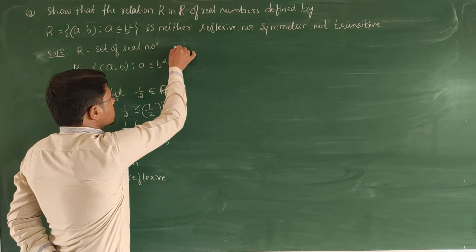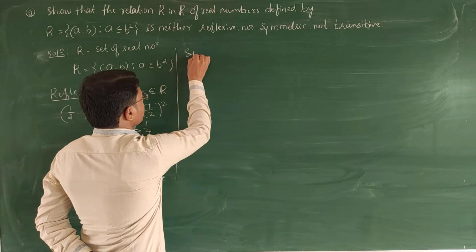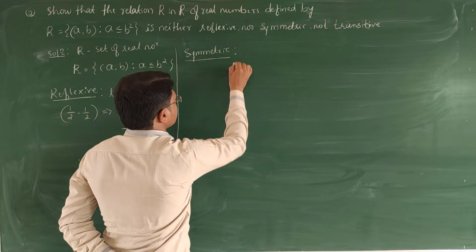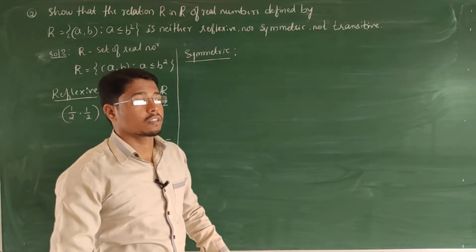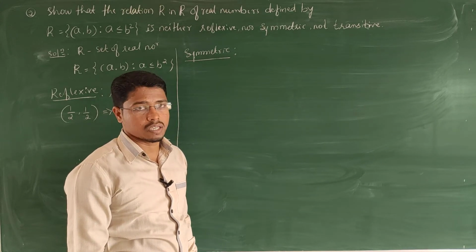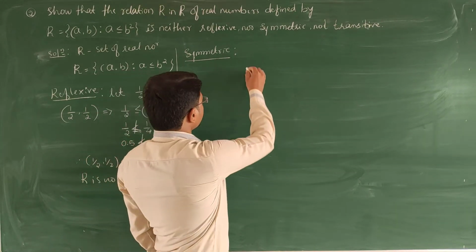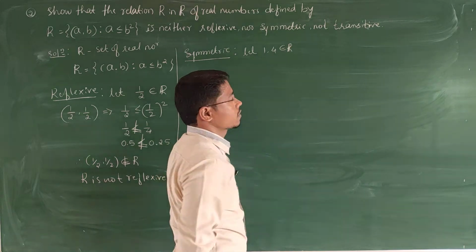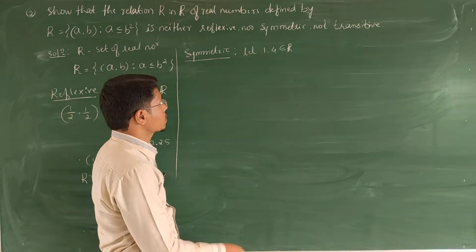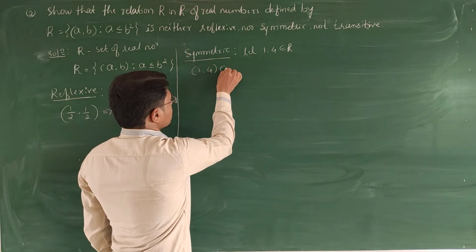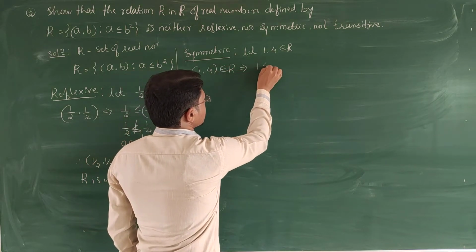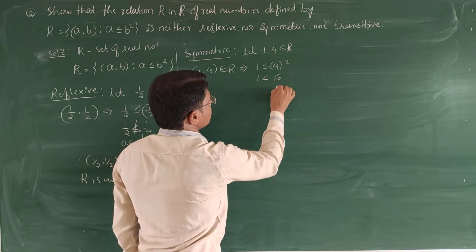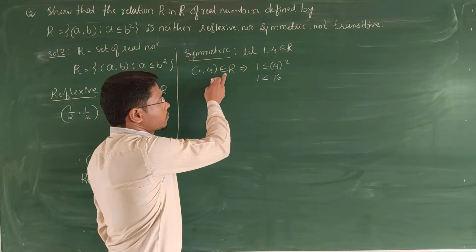Next, check the symmetric relation. Let us consider two numbers. For symmetric, (a, b) belongs to R should imply (b, a) belongs to R. Let 1 and 4 belong to the set of real numbers. Then (1, 4) belongs to R because 1 ≤ 4², since 4² is 16 and 1 is less than 16. So obviously (1, 4) belongs to R.